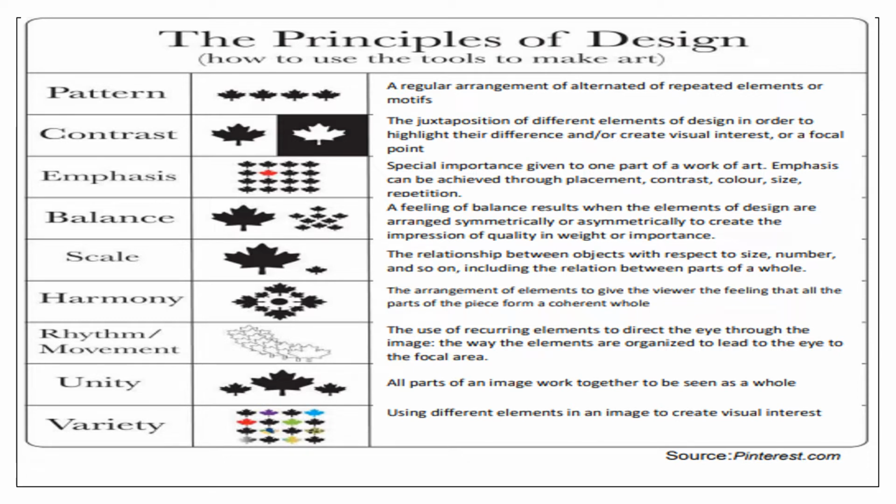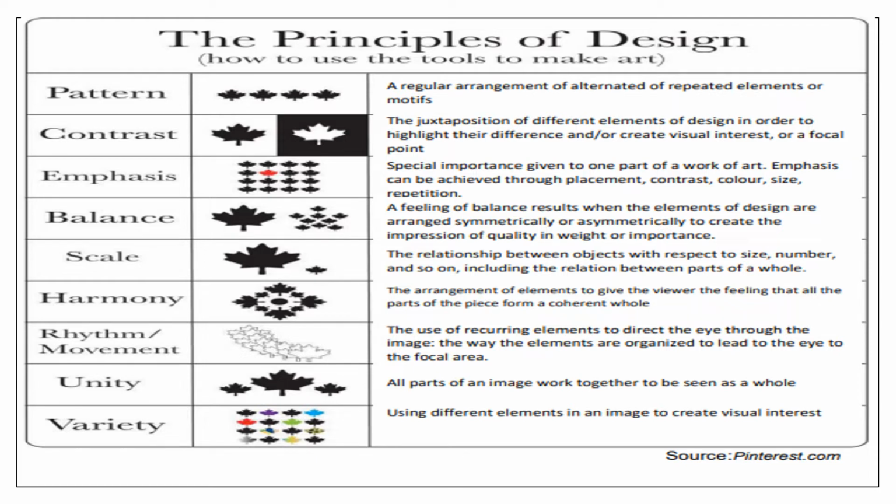Balance. A feeling of balance results when the elements of design are arranged symmetrically or asymmetrically to create the impression of quality and weight or importance. Scale. The relationship between objects with respect to size, number, and so on, including the relation between parts of a whole. Harmony. The arrangement of elements to give the viewer the feeling that all the parts of the piece form a coherent whole. Rhythm or movement.